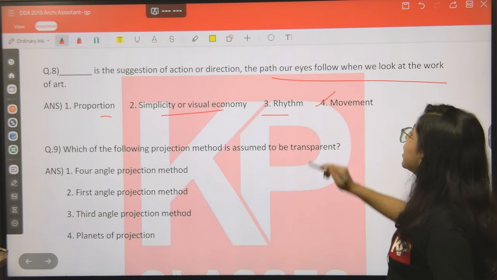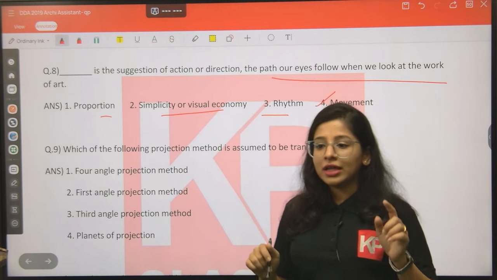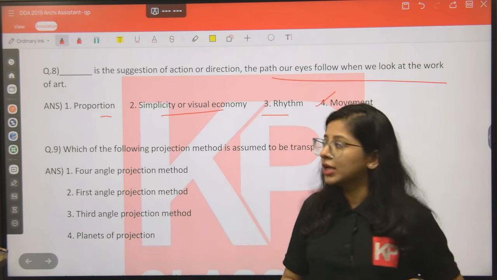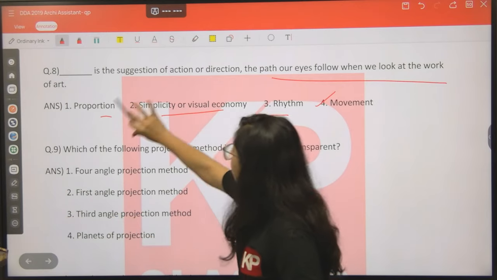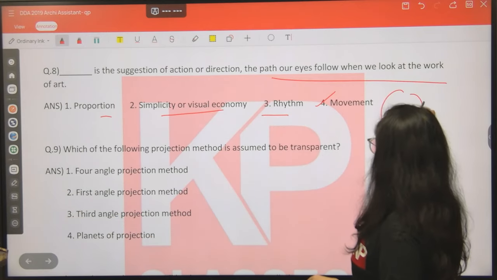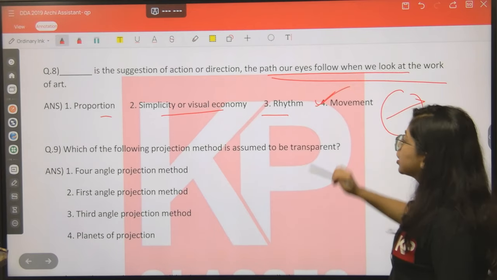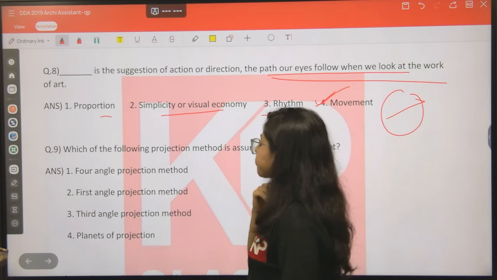And then movement. Movement is what? You are creating a movement in the image. That means you are leading the eye through a certain path. Let's say you want somebody to start looking at the image from this side and then focus on this part. So that is the path our eyes follow when we look at the work. So the answer will be 4, movement. Okay.